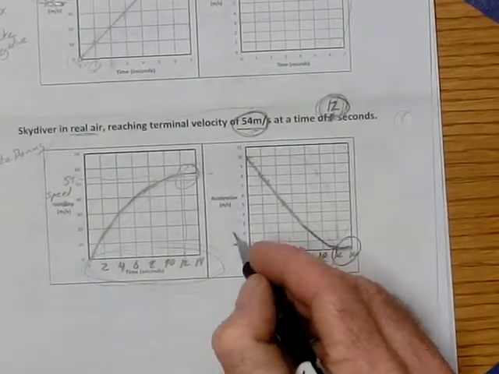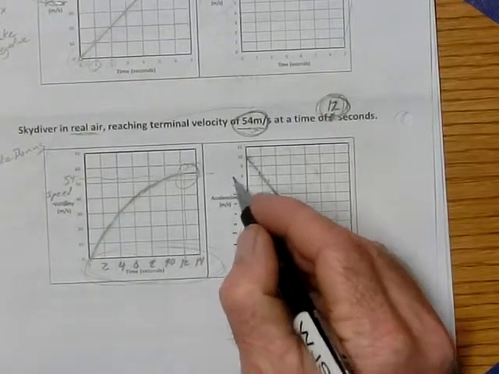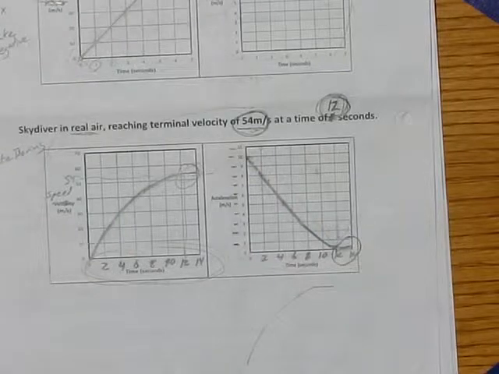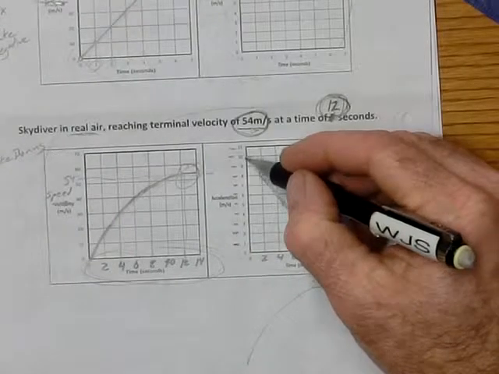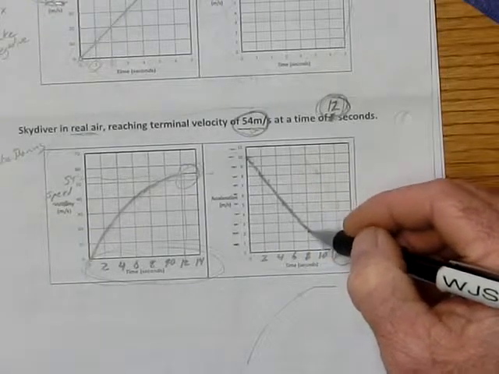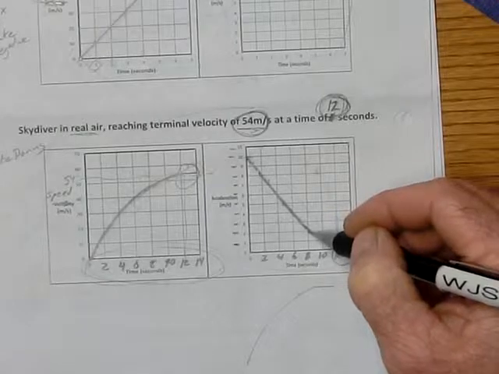Let me just do this. Negative, negative, negative. This is like an upside down world where up is negative and down is positive. So you'd start out with negative 10 meters per second squared acceleration, and after 8 seconds maybe you'd be down to like negative 2 meters per second squared acceleration.